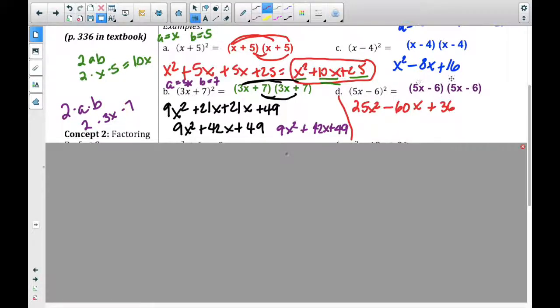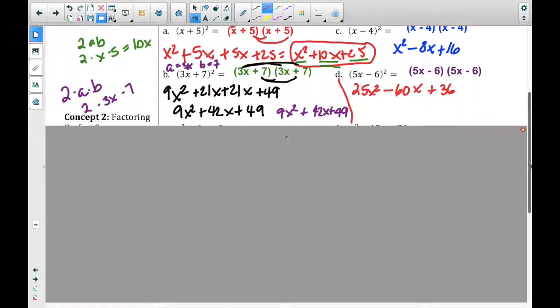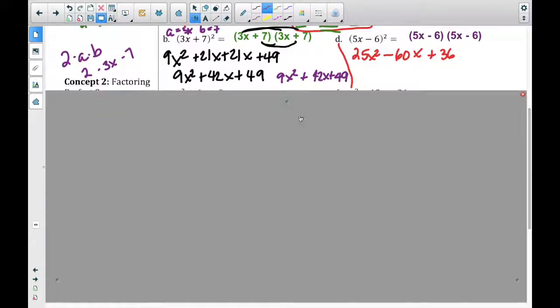Again, you could FOIL it, double distribute it, and see what you get. You're going to get 25x squared minus 30x minus 30x, that adds to negative 60x, and plus 36, same thing. So again, just two different ways of doing it. I'm trying to give you a variety of tools so that you can choose which way you want to do it when you come across a certain problem.